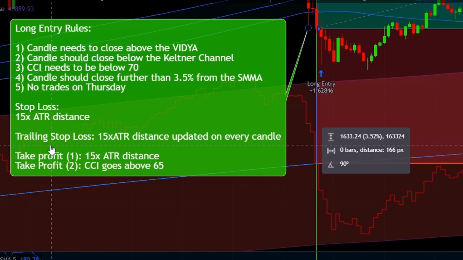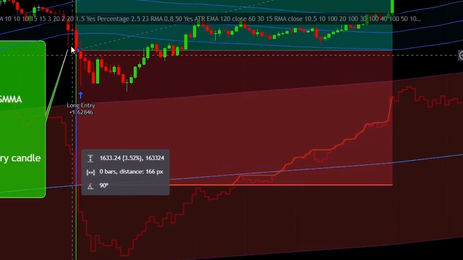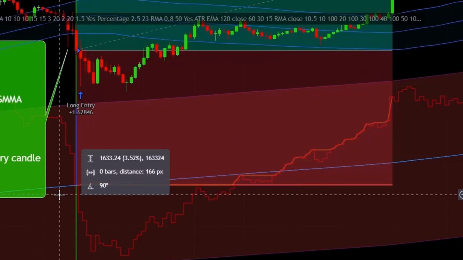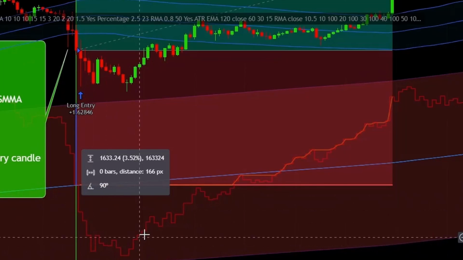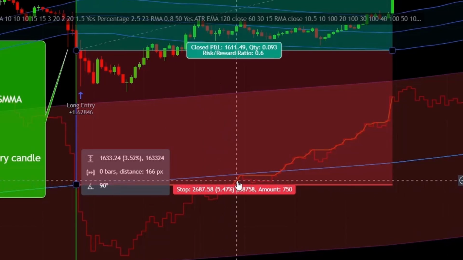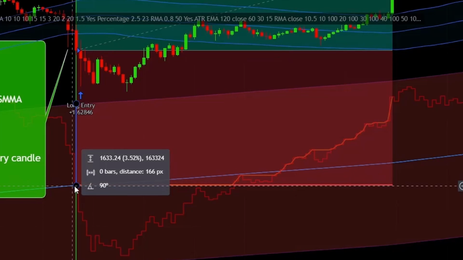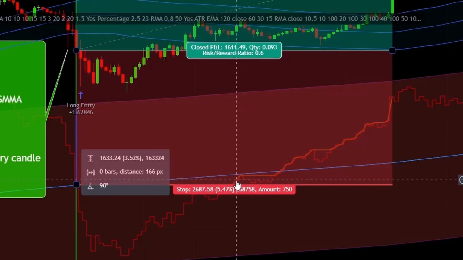Okay, now pay attention because we have a trailing stop loss in this strategy too, but it's very simple. Throughout an open trade, we will monitor this 15 times ATR distance on each and every candle. And if we get a higher ATR band value than the previous, we move our stop loss right there. For example, after the strategy opened the trade, the ATR band went below, but soon it came up, and on this candle we have a higher ATR band value than when we opened the trade. So we move our stop loss right there.